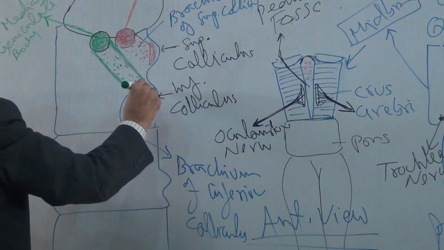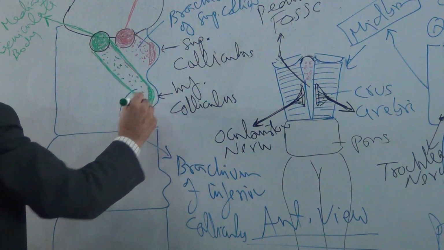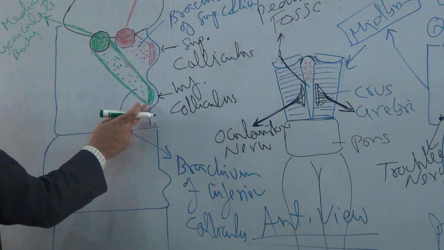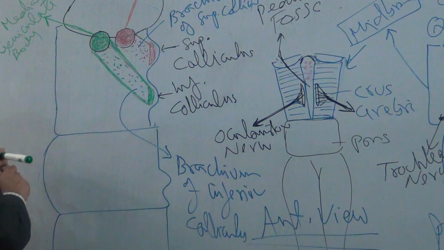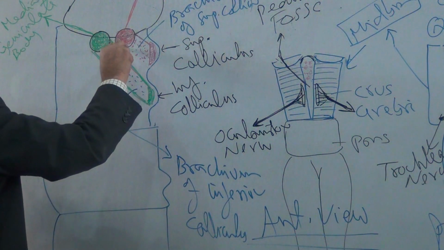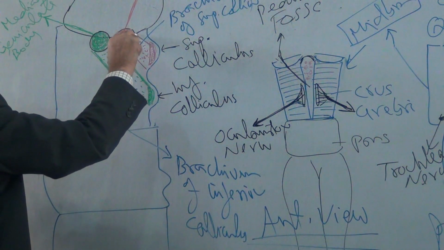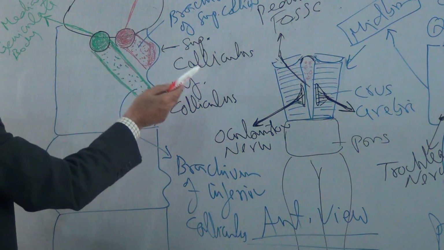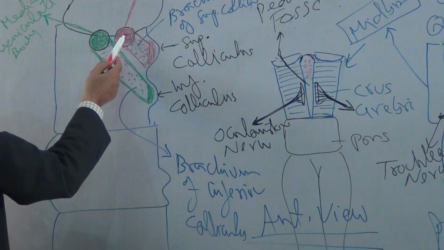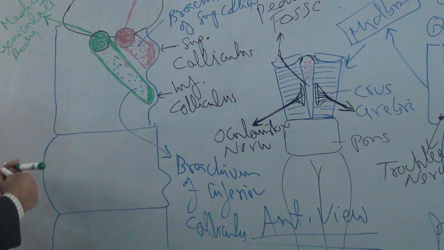This is the brachium of the inferior colliculus, which is between the inferior colliculus and the medial geniculate body. And this is the brachium of the superior colliculus, which is between the lateral geniculate body and the superior colliculus.